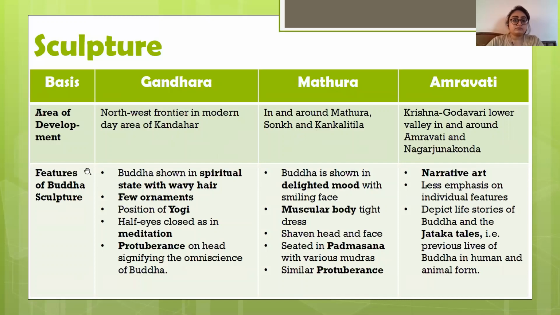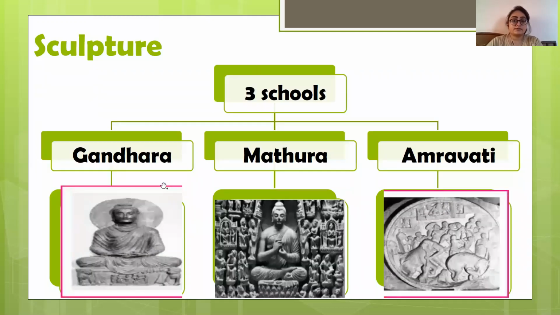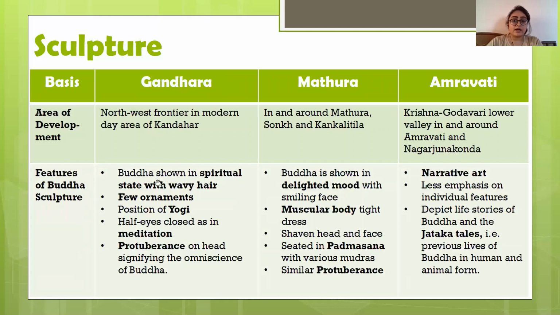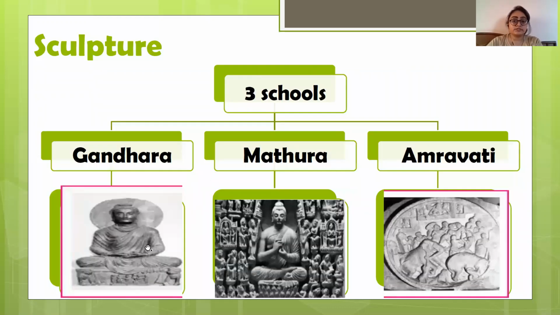Okay. Then what are the features of their Buddhist sculpture? How was Buddha shown in all these three schools of sculpture? In Gandhara, Buddha was shown in a spiritual state with wavy hair. We will be seeing the pictures here. You can see the wavy hair of Buddha, and he was shown in a spiritual state. You can see he is in meditation.